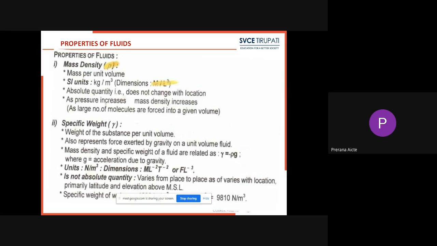And it is not like the mass density. It is not an absolute quantity. It varies from place to place, as it varies with location, primarily latitude and elevation above the mean sea level. The specific weight of water is 9810 Newton per meter cube.